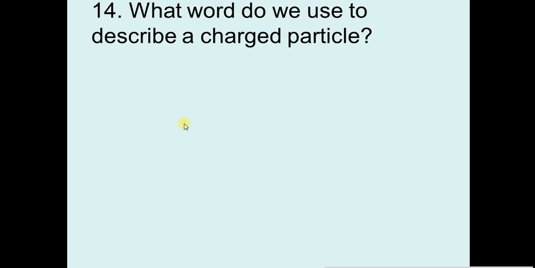So what word do we use to describe a charged particle then? We call them ions, so that's I-O-N-S, not with an R as in the metal ion, but these are ions.